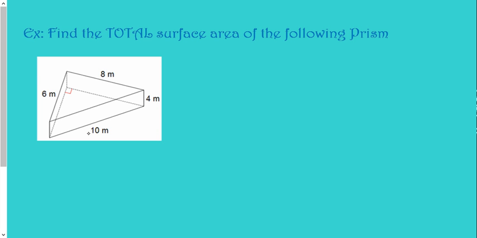So let's start with just finding the lateral area. Now in this case, the parallel sides for my bases are going to be the triangles. So to find the lateral area, I need to find the perimeter of my base. Well, that's my one base. So it's 6 plus 10 plus 8. So the perimeter, write that down. So 6 plus 10 plus 8 is going to be 24.